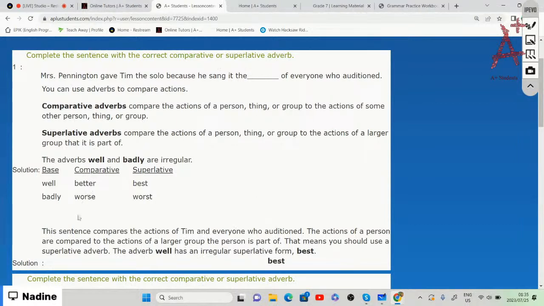So comparative is being compared to one person, place, or thing, and the superlative is where you are being compared to a larger group, either a class or your basketball team or your badminton team or whichever sports team. So I did badly, he did worse than me, but Jane did the worst in the whole class. So badly, worse, worst.